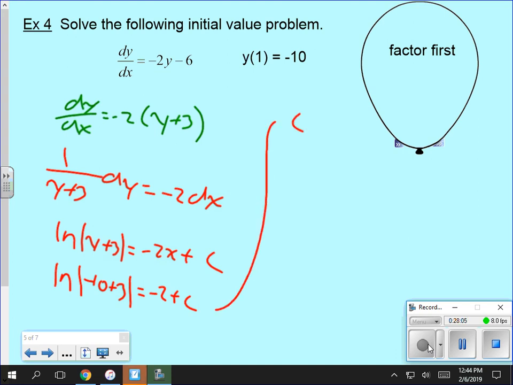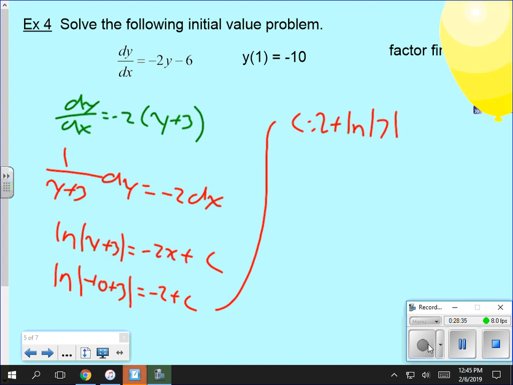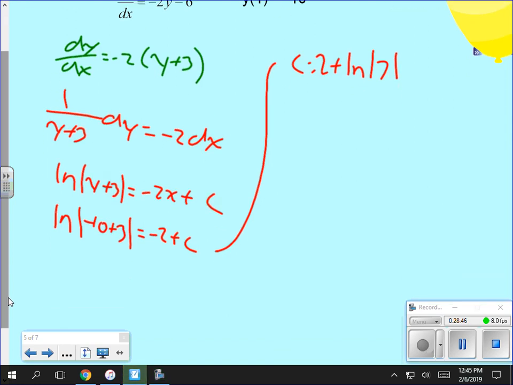So c equals 2 plus the natural log of the absolute value of 7. Do not give me decimals. Do not do that. Leave it at that point. That's what c is. It's not pretty. It's not going to be pretty. Life's not always pretty. Okay.